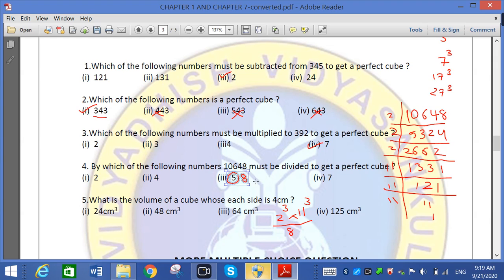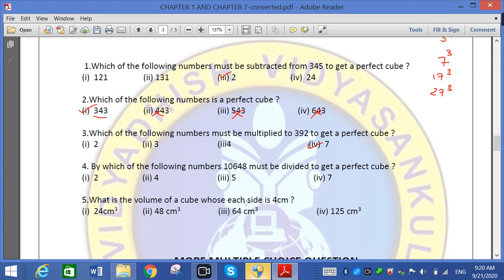It must be 8, not 5. So we can divide it by 8. If 8 is divided, we can get a perfect cube, that is 1331. If 8 is here, then it is possible. Otherwise it is already a perfect cube. Sometimes there may be errors in the questions. So if here it is 8, we have to divide it by 8.